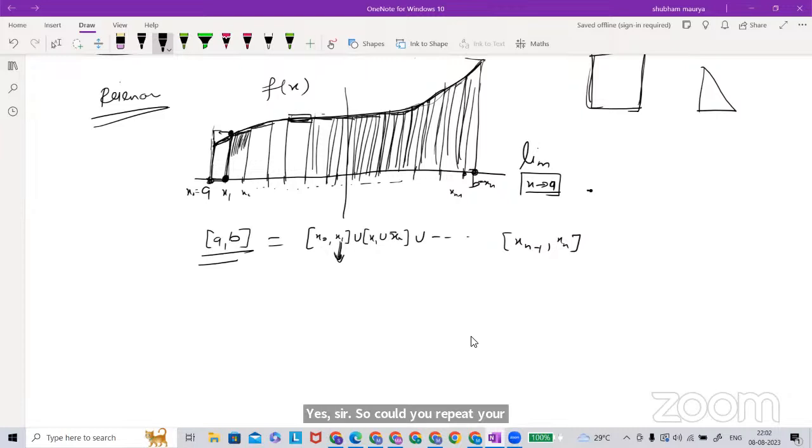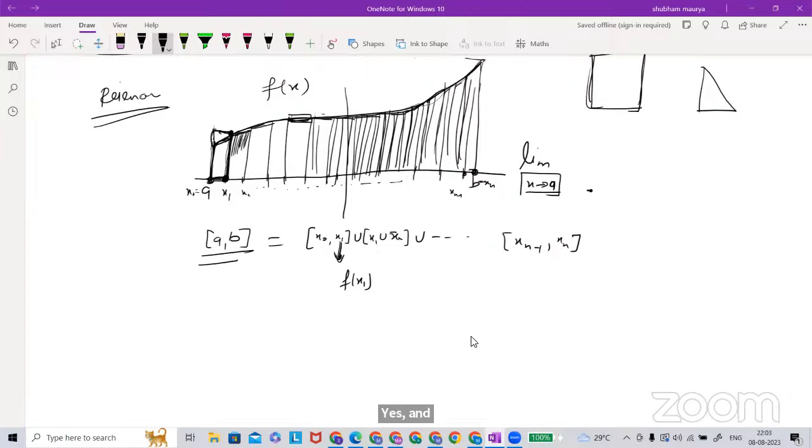My question is, what is going to be the area of this rectangle? Length into breadth. How do we find the length, sir? What is the length here? The extension of the graph. It is f of x1, because the function value is there. This means f of x1.